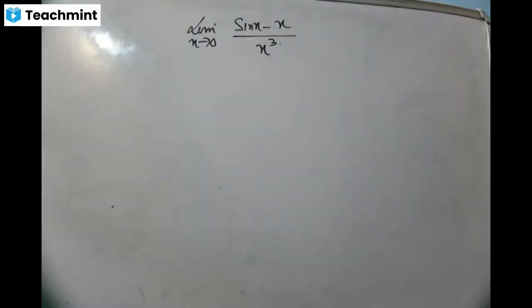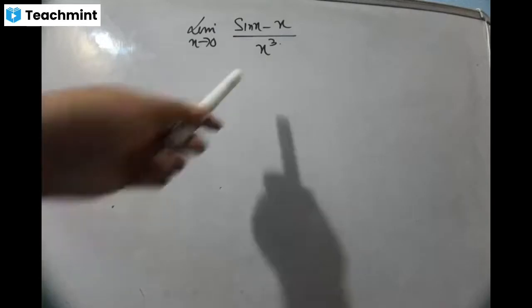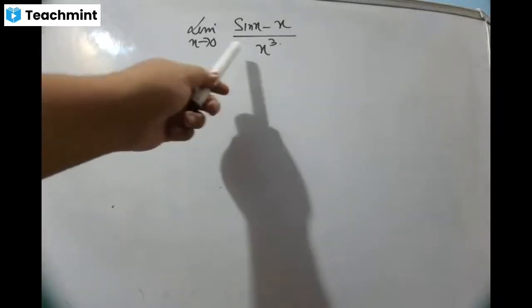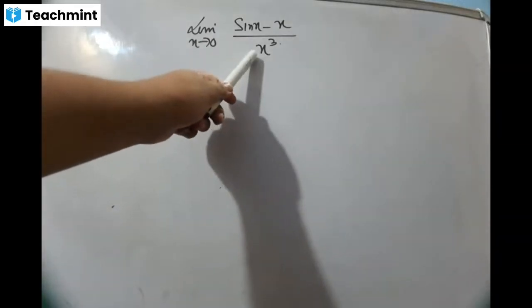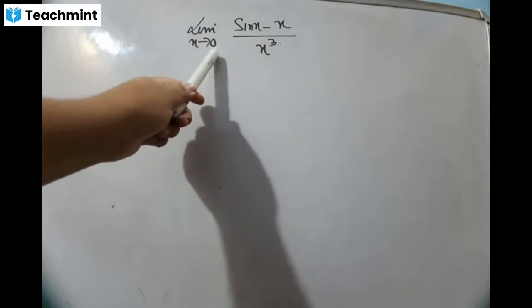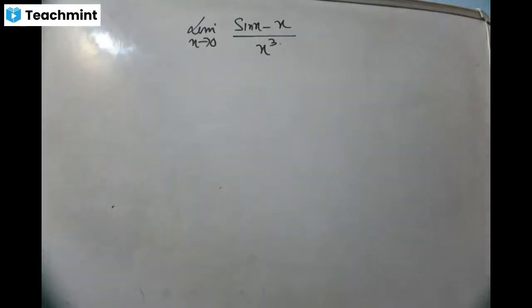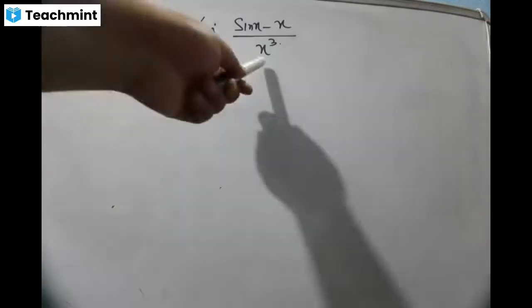So look at the board, everyone. The power of x is 3, isn't it? That means as long as there is x in the denominator, it will be 0 because the value of x is 0. So to remove 0 from the denominator, we have to remove x. That is another way of understanding. So this is x cube.